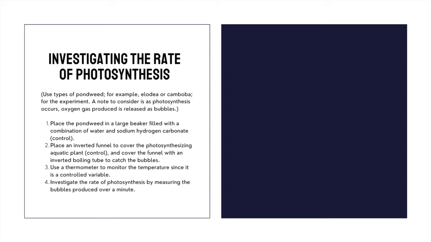Use a thermometer to monitor the temperature since it is another controlled variable. As photosynthesis occurs, oxygen gas produced is released as bubbles. Thus, we may investigate the rate of photosynthesis by measuring the bubbles produced over a minute. This investigation will be the basis of the later investigations we may conduct.